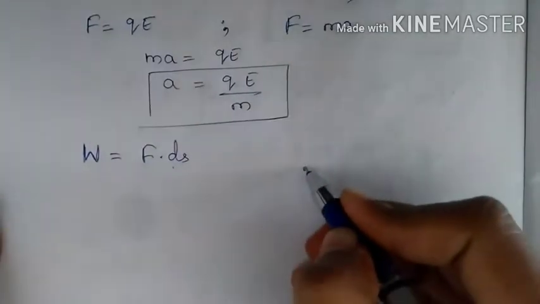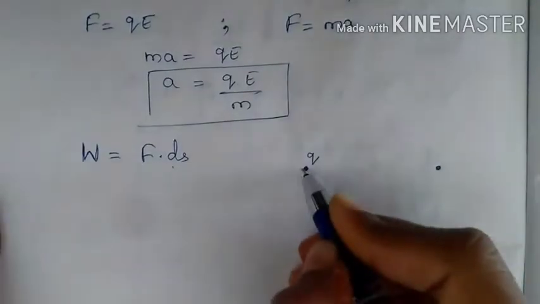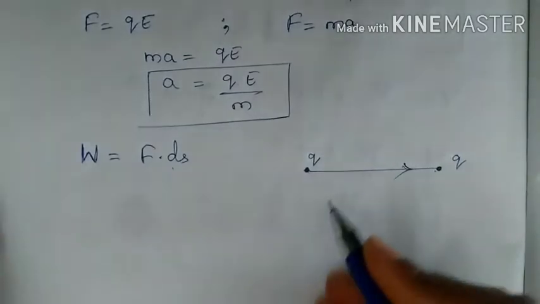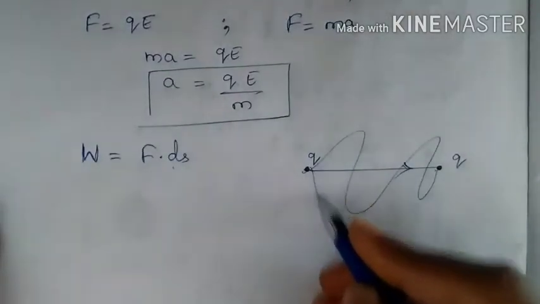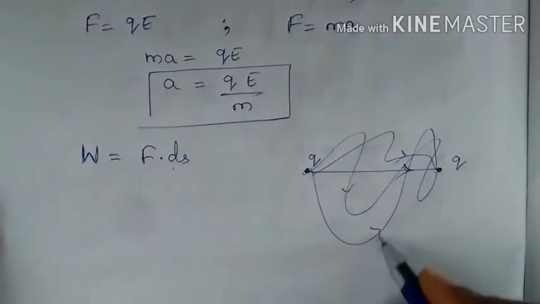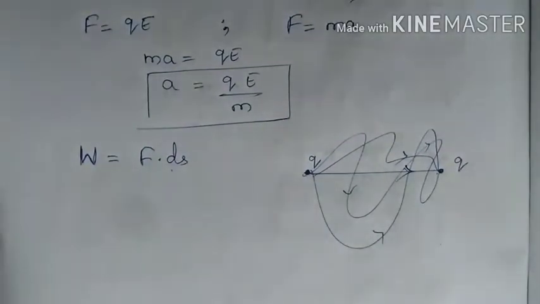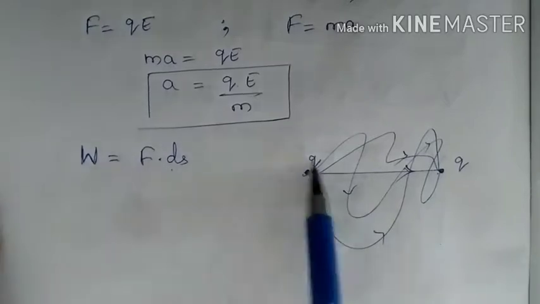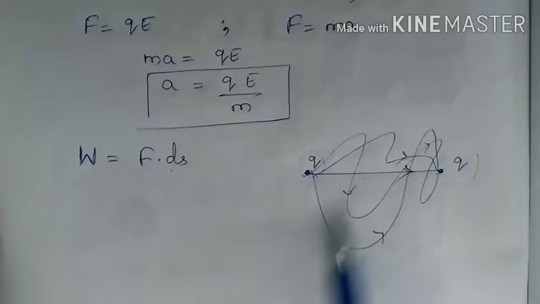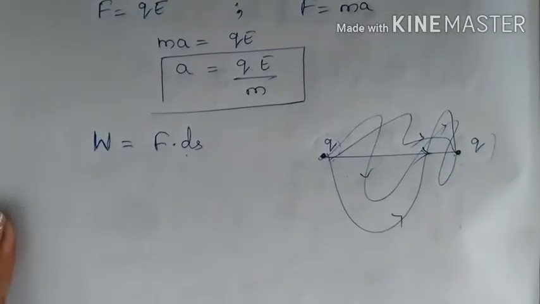So, that means if there is a charge here, and this charge has to go to this point, it can go by this direction, or by this direction, or from this direction, or it can also take this path. All these paths can be taken by the charge to move from this point to this point, but work done is dependent on only the initial and the final position. It is not dependent on the path that is traced by the charged particle.